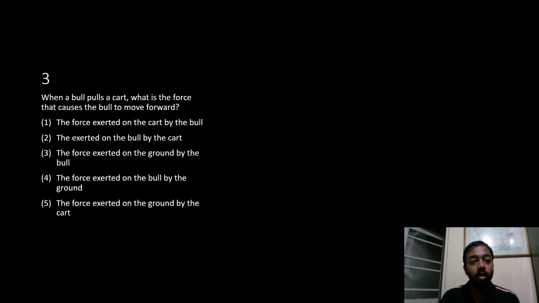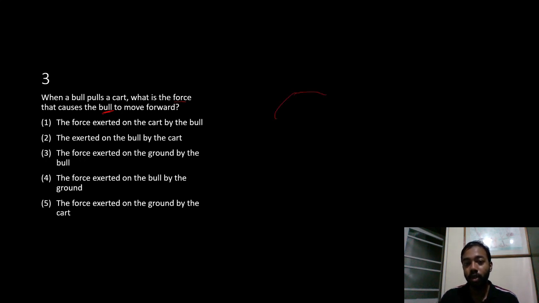Question number 3. When a bull pulls a cart, what is the force that causes the bull to move forward? They are asking the force that causes the bull to move forward. If the bull has to move forward, the force should act upon the bull. Actually this force is exerted by the ground. The bull is pushing the ground backwards.